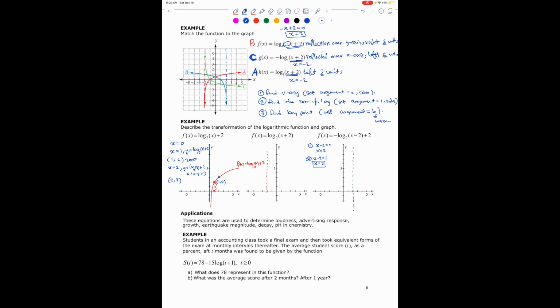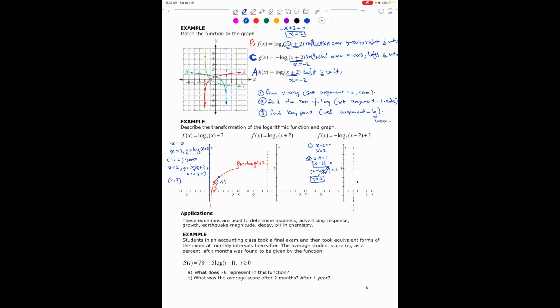When x is equal to 3, the y value is going to be negative log base 2 of 3 minus 2, which is 1, plus 2. That is 0. So y will be equal to 2. So the new zero is going to be 3 and 2. When x is 3, y is 2.